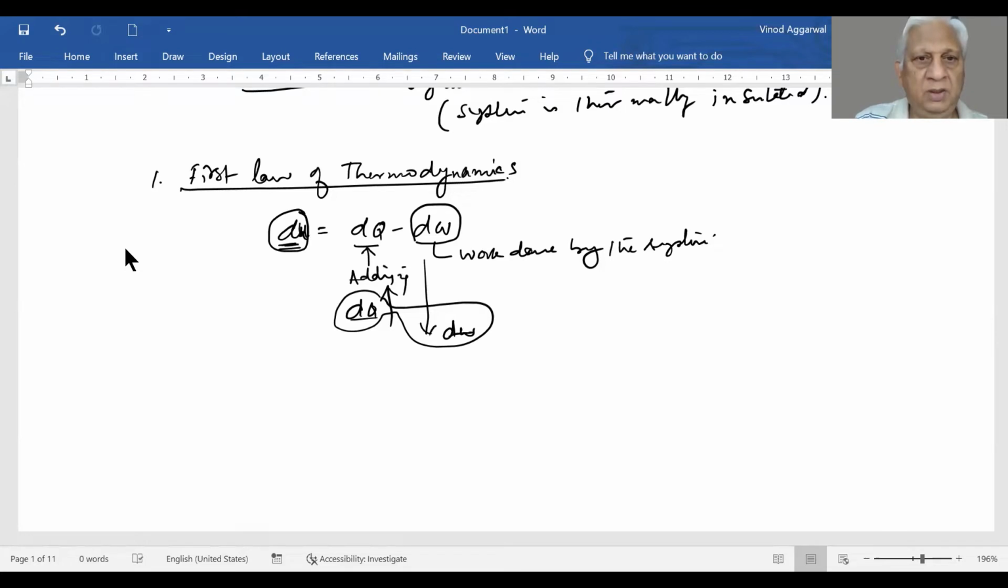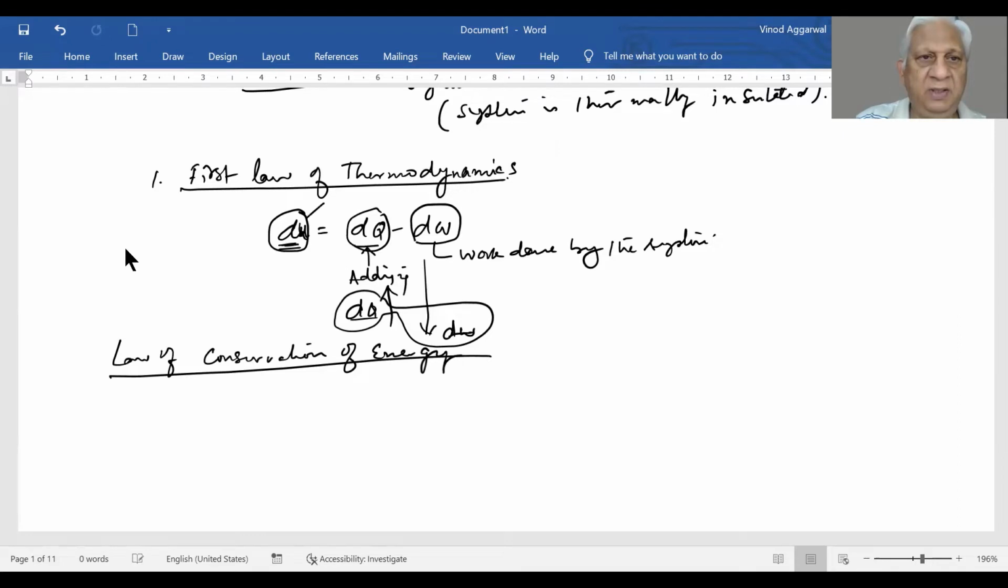Since this is a balance of energies, this law is also called the law of conservation of energy. If we add heat, the internal energy will increase. If the system does some work, that is, work is done out of the system, the internal energy will decrease by the same amount.